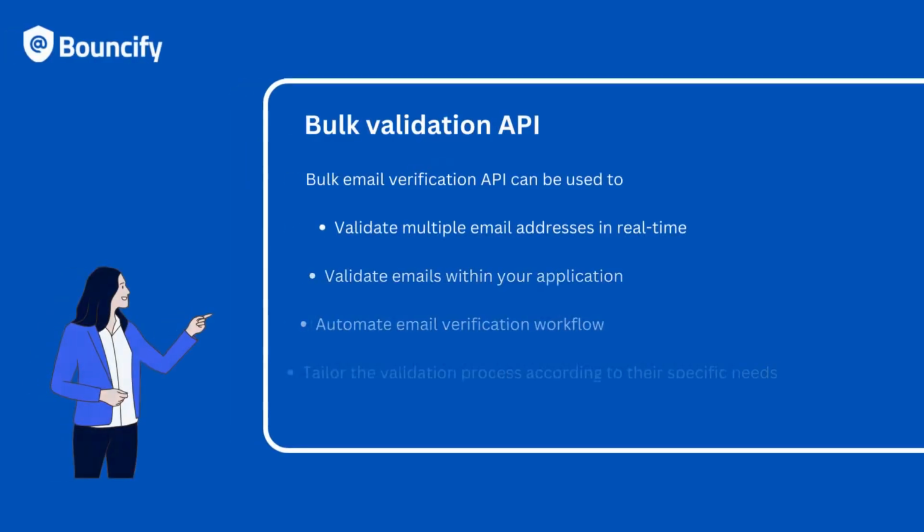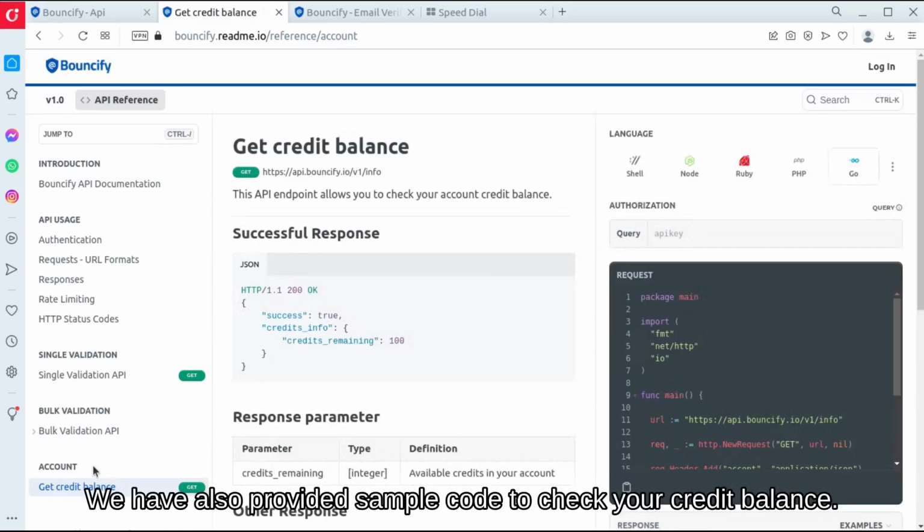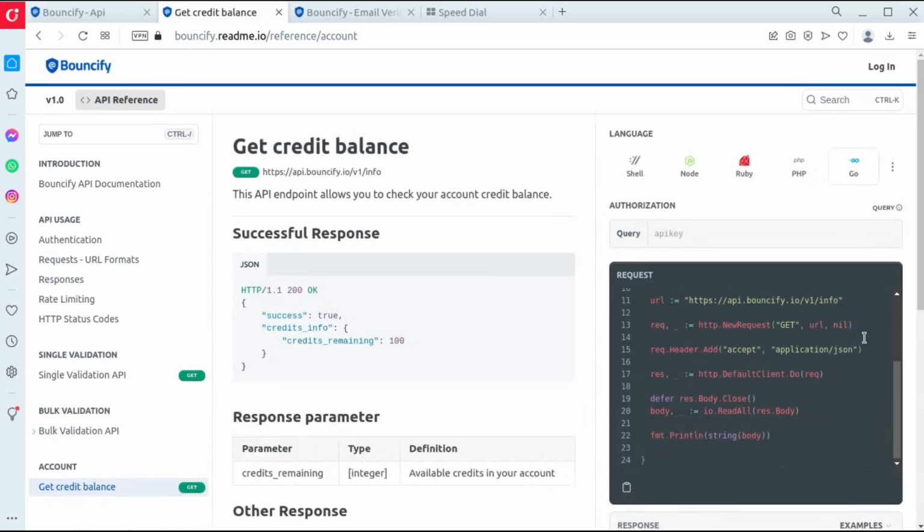Bulk Email Verification API can be used to validate multiple email addresses in real time, validate emails within your application, automate email verification workflow, tailor the validation process according to your specific needs, and integrate directly into your existing workflows. We have also provided sample code to check your credit balance.